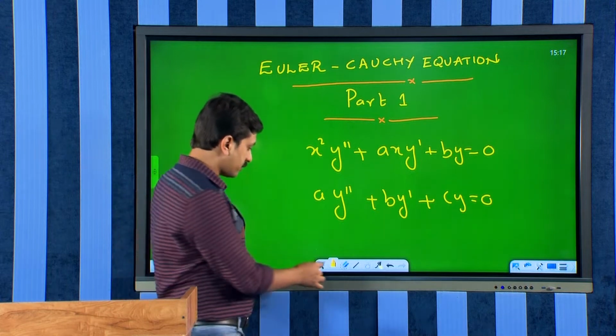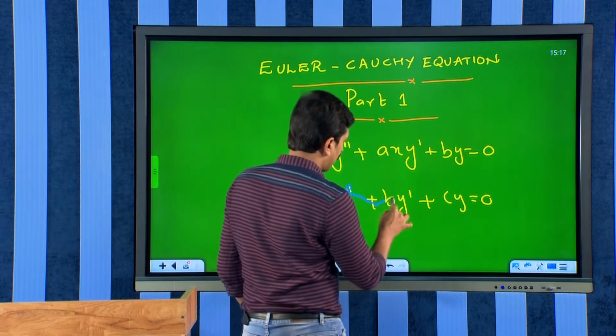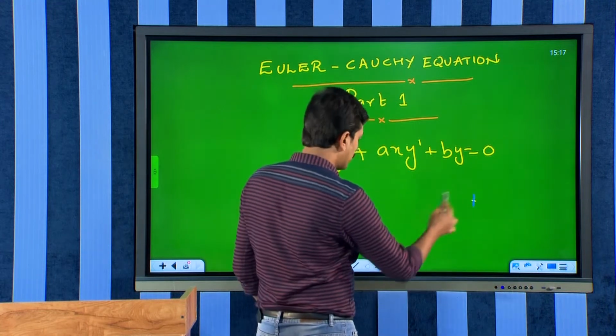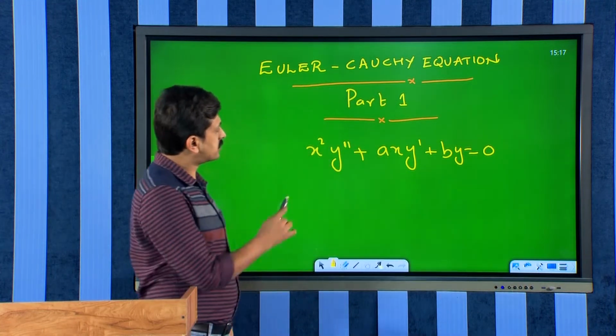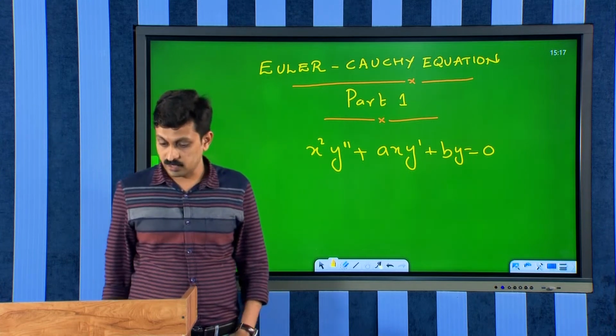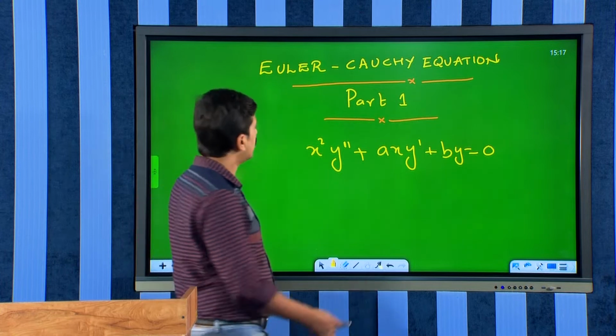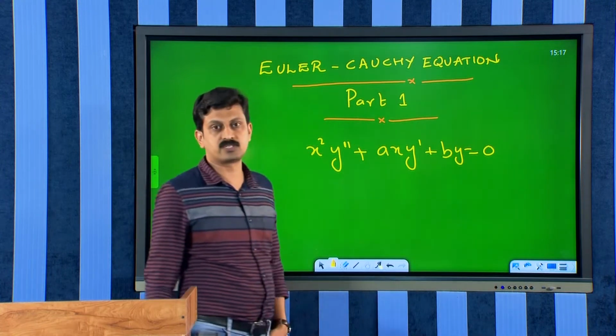So there is a little difference for this differential equation, and that is why we call it a special second order differential equation. This kind of differential equation is called the Euler-Cauchy differential equation.